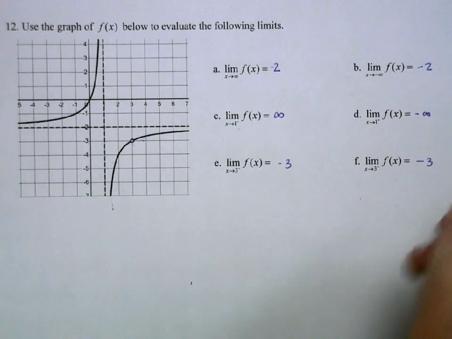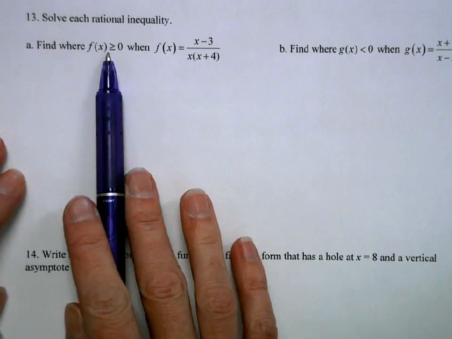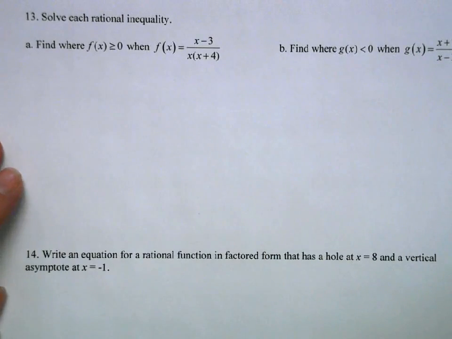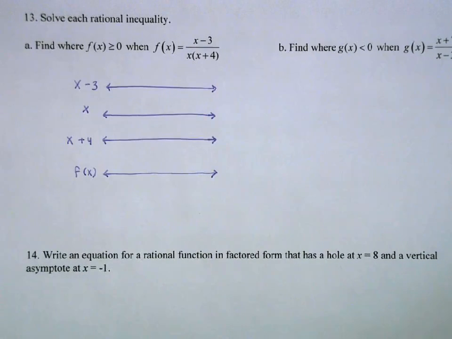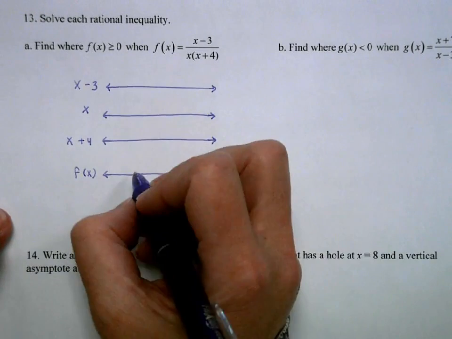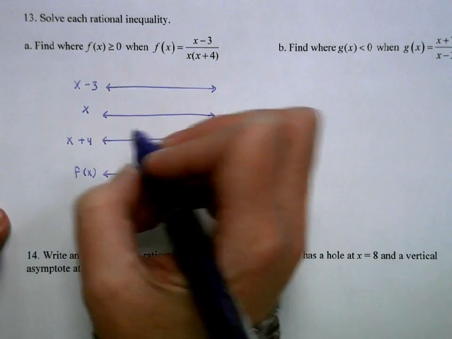Next, I've got some rational inequalities, and we're solving them for different values. So here I want to know when this is greater than or equal to 0. So I like to use number lines. Okay, so I draw a number line for each of those factors, and then I do another one for the function in general. We have 3 critical points, values that make this 0, and that's going to be at -4, 0, and 3. And then I'm going to put the corresponding value on the specific number line.